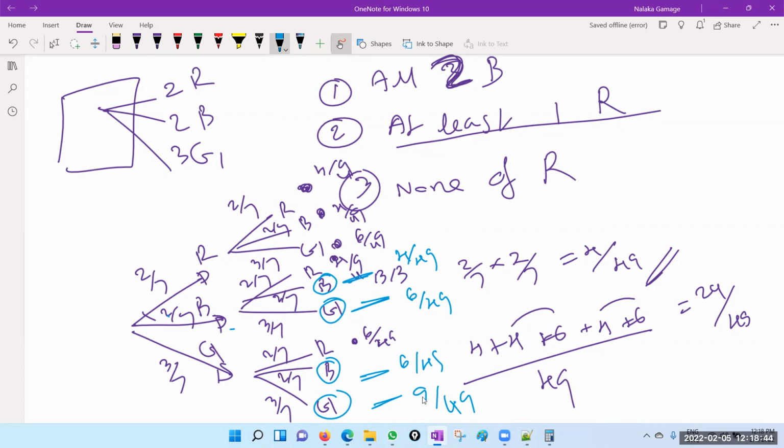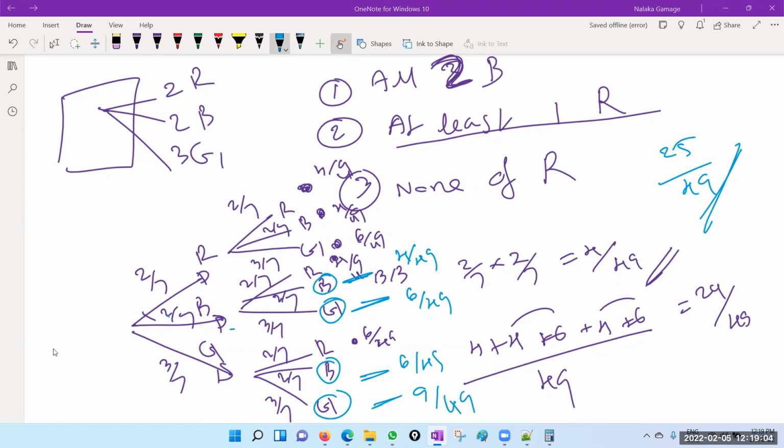10 plus 9 is 19. 19 plus 6 is 25. Right? We have to add them. 25 divided by 49. Okay, 25 divided by 49. Third one is 25 divided by 49. So that is your final answer.